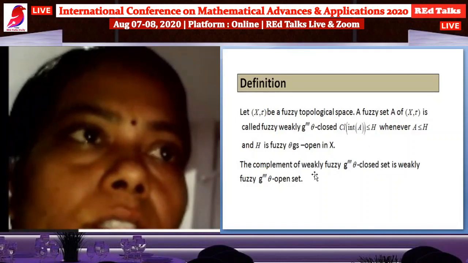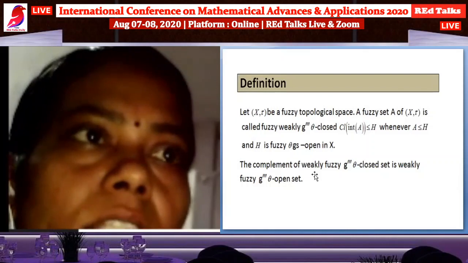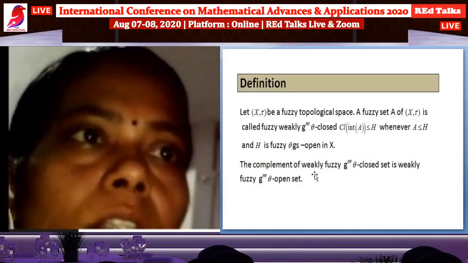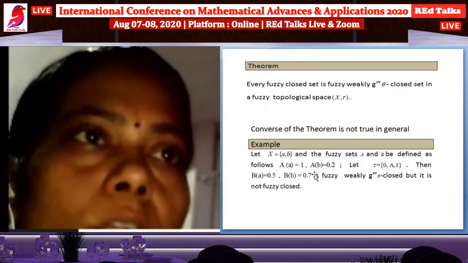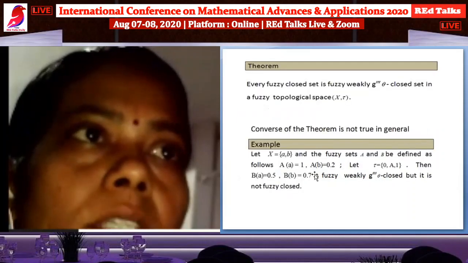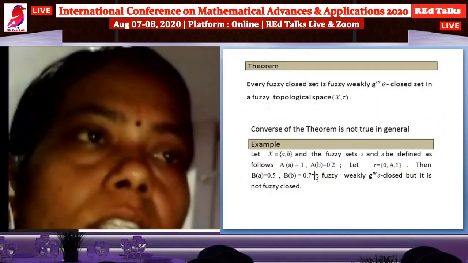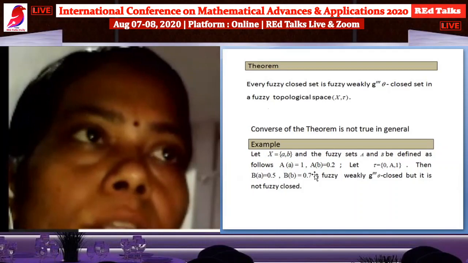And this is another generalized set definition. Let A be a fuzzy set of a fuzzy topological space (X, tau). It is said to be fuzzy weakly G triple dash theta closed if closure of interior of A is less than or equal to H whenever A is less than or equal to H and H is fuzzy theta G open in X. The complement of this weakly fuzzy G triple dash theta closed set is a fuzzy weakly G triple dash theta open set. Theorem: every fuzzy closed set is a fuzzy weakly G triple dash theta closed set, but the converse need not be true.